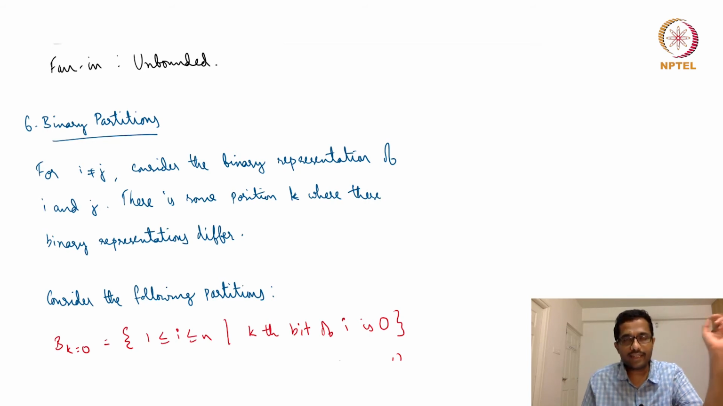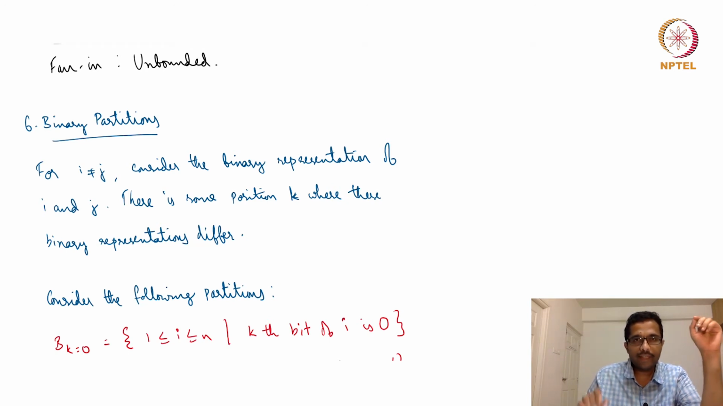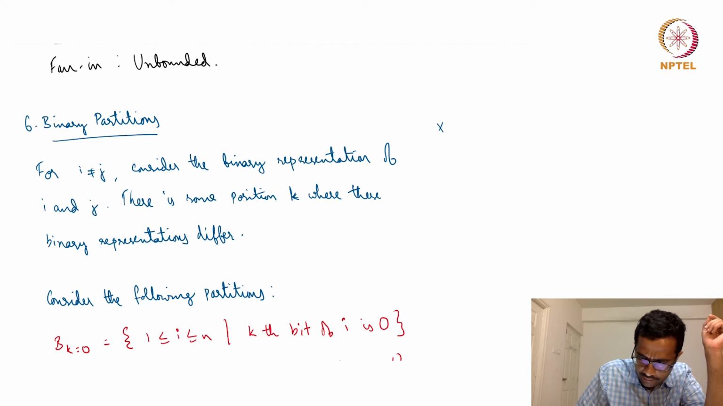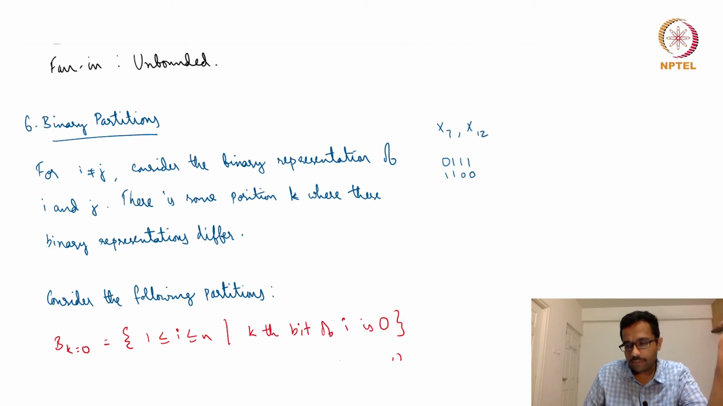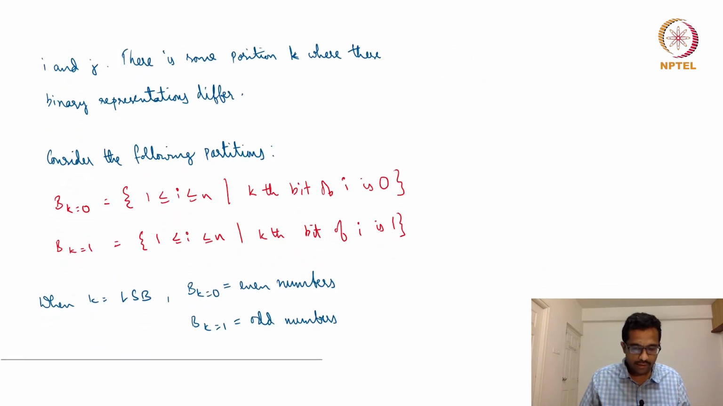So suppose xi and xj are the two bit positions which are both one. Now you can consider the binary representation of xi and xj. For simplicity, let's take x7 and x12. Now x7 is 0, 1, 1, 1, and x12 is 1, 1, 0, 0. So there are positions where they differ, and any two different numbers cannot have the same binary representation, right? So here is one position where they differ, let's say this position. So there will be some k in which i and j differ in the kth bit position. Now we will consider the following partitions.